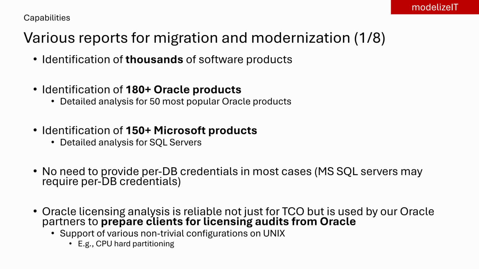Now, let's go over some of the types of reports modelizeIT can generate. modelizeIT identifies thousands of products, so you can do aggregate software analyses like downloading a report of all IBM DB2 installations. Oracle and Microsoft licensing analysis is typically critical for proper business case development for large enterprises. modelizeIT is used by Oracle Platinum level partners to defend Oracle clients against Oracle audits. This means the tool can do high quality Oracle licensing assessments, not just some high level estimates for migrations. modelizeIT can analyze more than 180 Oracle products and more than 150 Microsoft products.